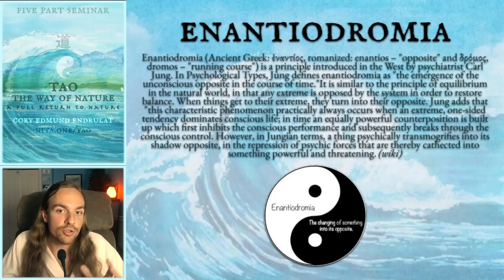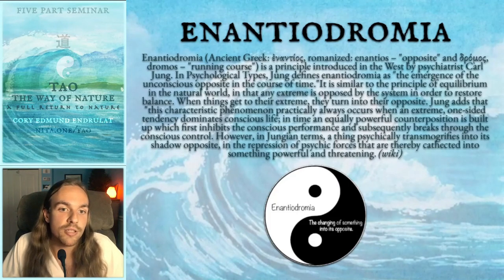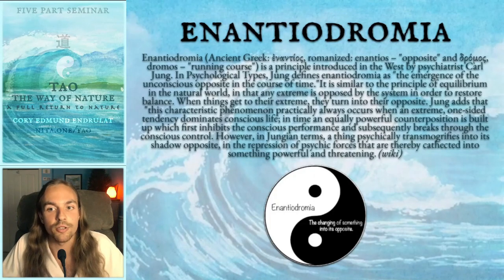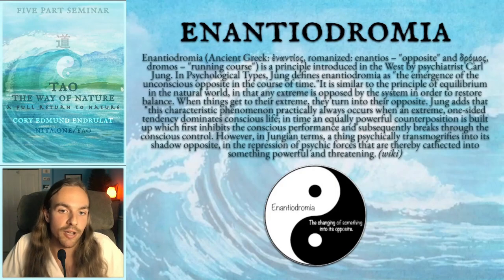When things get to their extreme, they turn into their opposite. Jung adds that this characteristic phenomenon practically always occurs when an extreme, one-sided tendency dominates conscious life. In time, an equally powerful counterposition is built up which first inhibits the conscious performance and subsequently breaks through the conscious control. However, in Jungian terms, a thing psychically transmogrifies into its shadow opposite in the repression of psychic forces that are thereby cathected into something powerful and threatening.